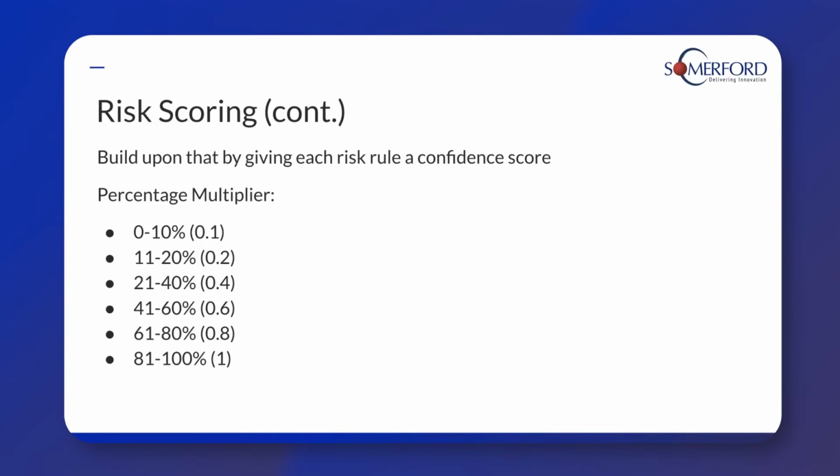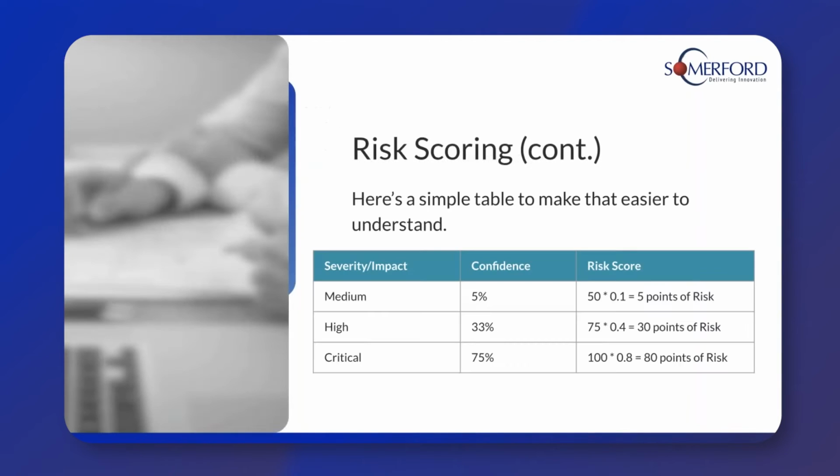So what that all means essentially is, if I present it in a table to you, it'll probably make a bit more sense. So let's look at this table. We've got severity impact: medium, high, critical. We've got confidence levels here, 5, 33, and 75, right? And then the risk score that would be applied. So for medium, that means we have 50 base points, okay? Our confidence is 5%, so we multiply, that's within the 1 to 10% bracket, 5.